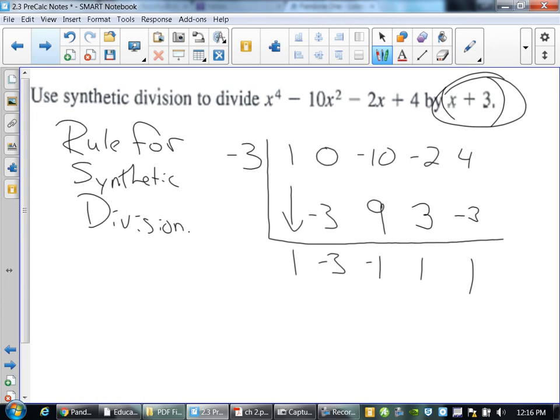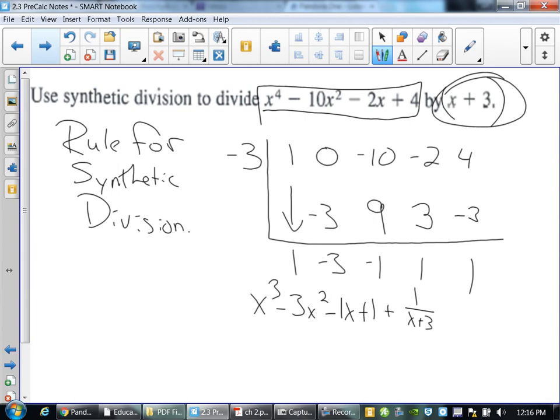But once we started doing this in Algebra 2 last year, you guys got really good at it and saw how fast it was. So what this basically just did was told us that this whole thing divided by x plus 3 equals x cubed minus 3x squared minus 1x plus 1 with the remainder of 1 over x plus 3. Why wouldn't it be x to the fourth? It drops a degree. Each time you synthetically divide by one term, it drops a degree.